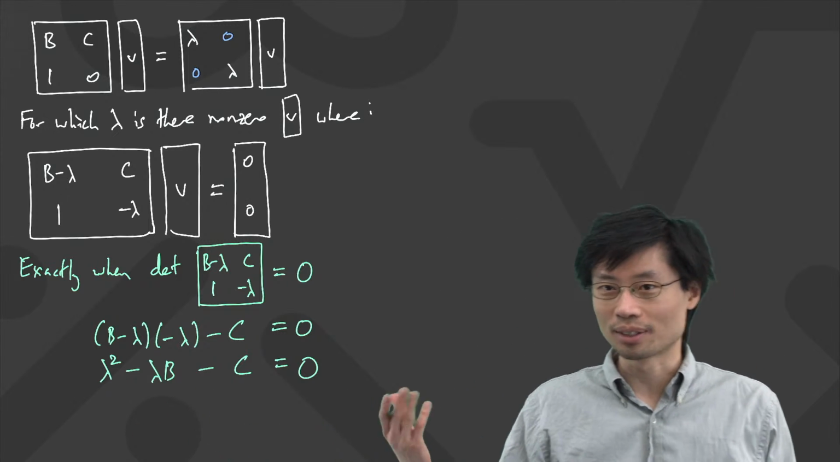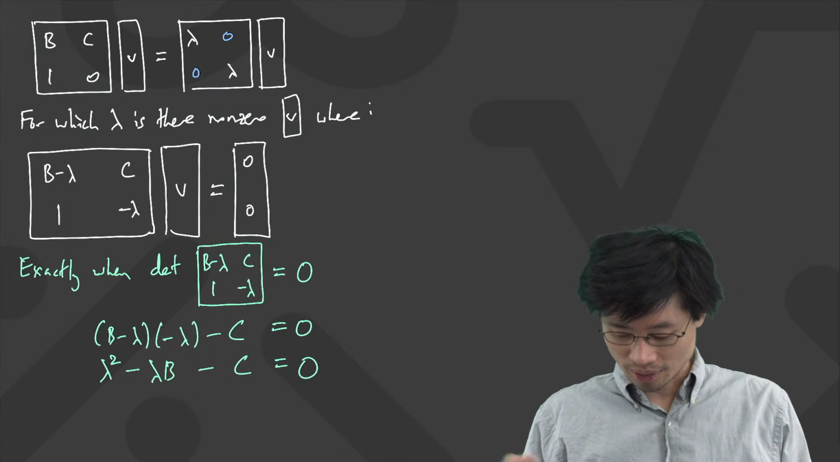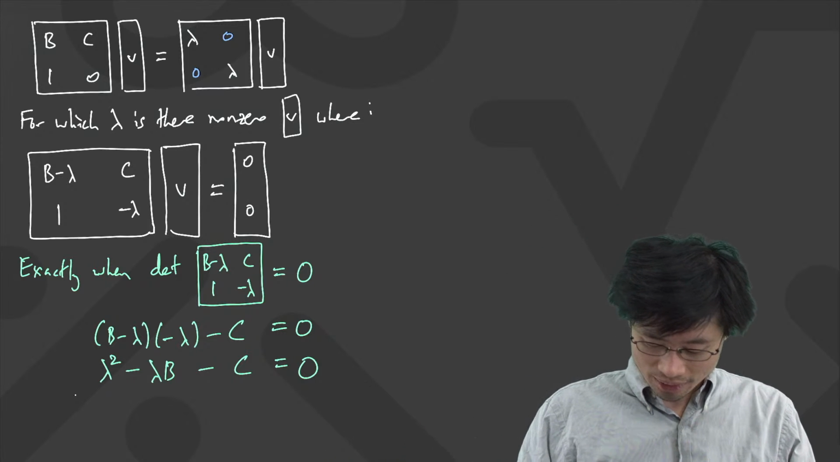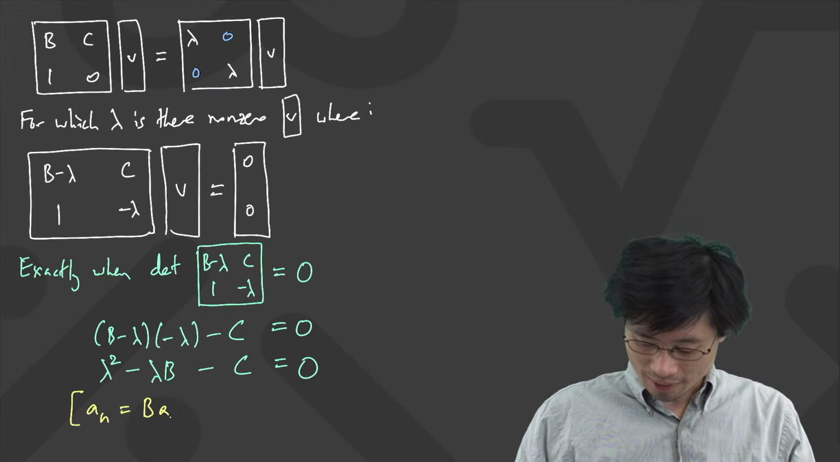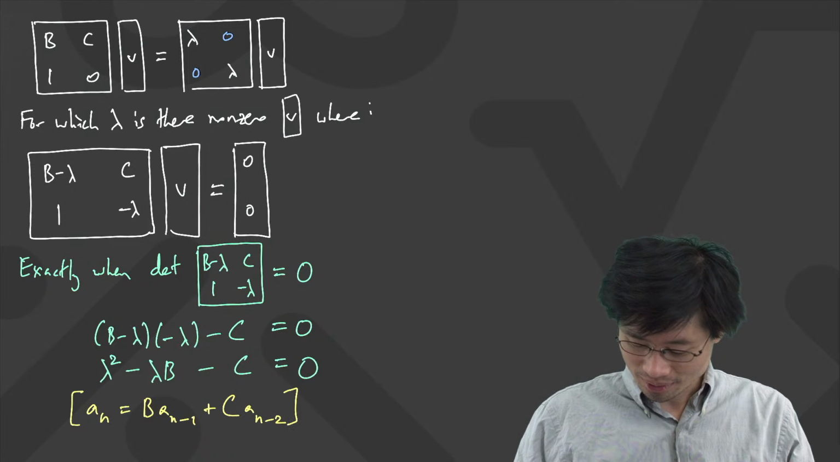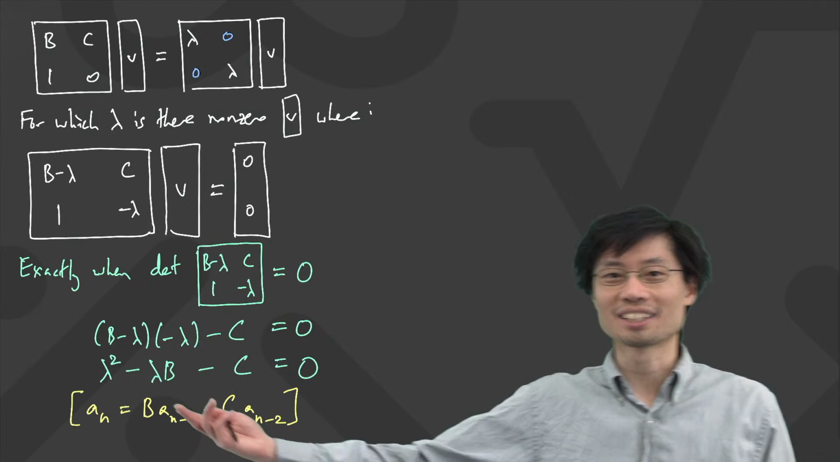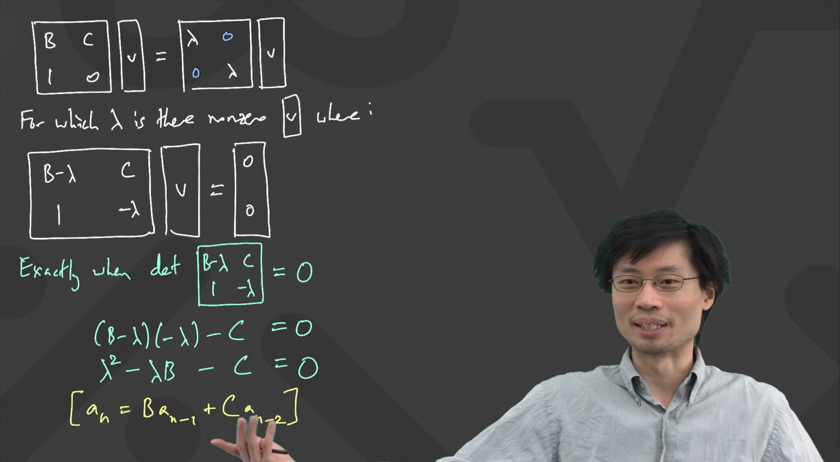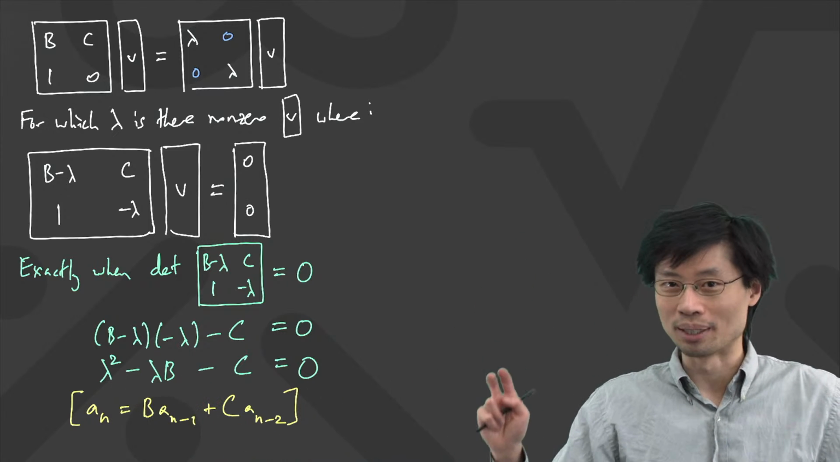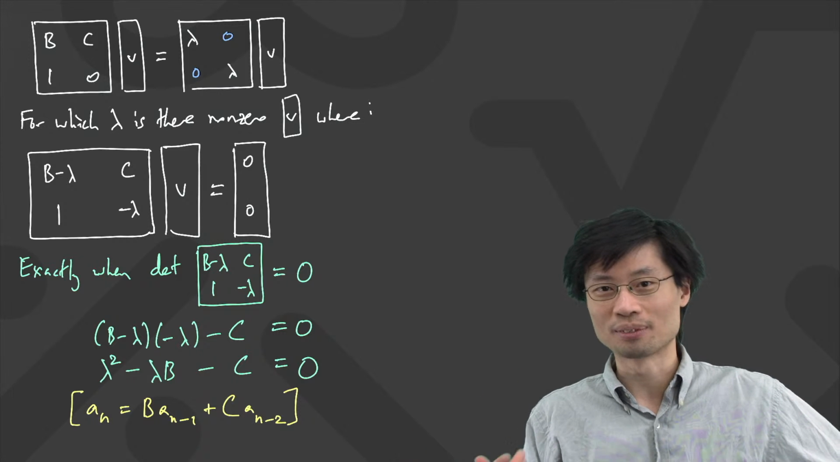Remember the recurrence we were trying to deal with, I'm just going to write here. Remember, it was an is equal to b an minus 1 plus c an minus 2. Isn't that nice? It's like this b and c up here, and this b and c up here. So it's even easy to remember. Unfortunately, some people just remember it. I prefer to know how to get it.